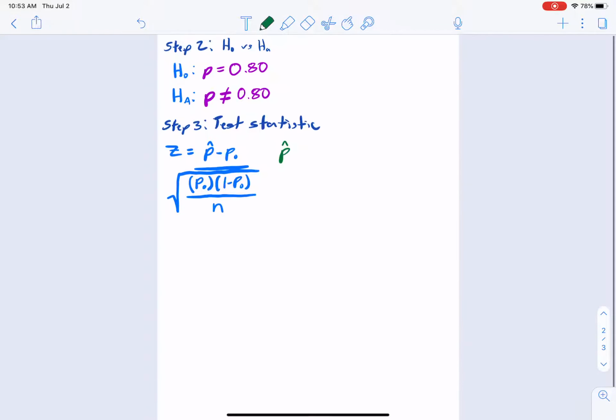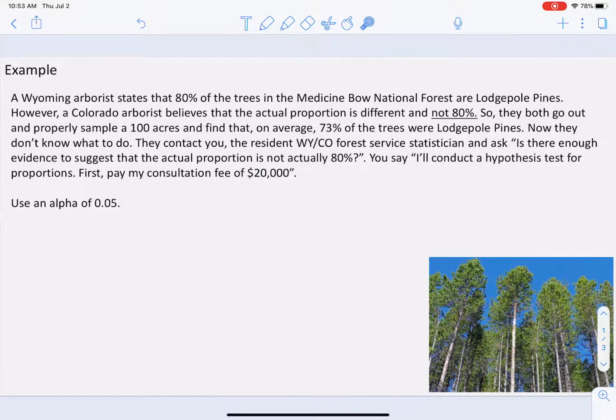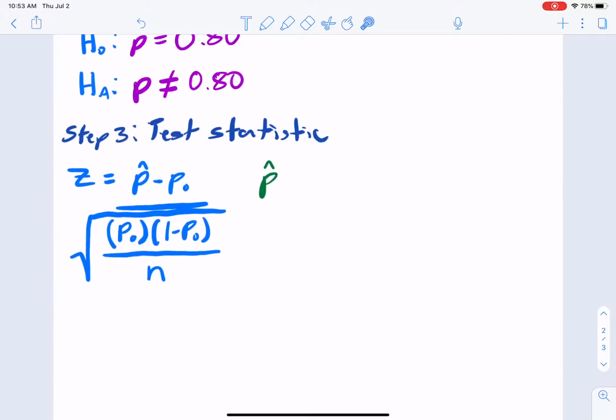P hat is what we got, which in this case is not 80%, but what we went out to collect against the null hypothesis. So that's 0.73. P naught is our null proportion, so that's 0.8. We could do 1 minus P naught too if we wanted to be very detail oriented. And that is 1 minus 0.8, which is 0.2. So that's cool.